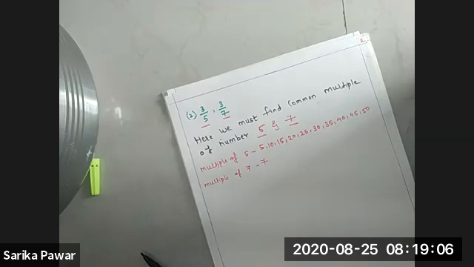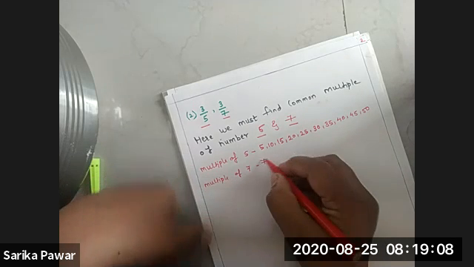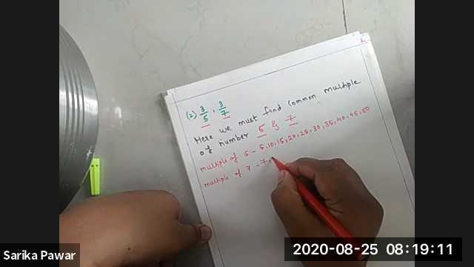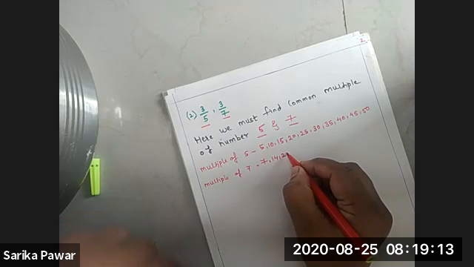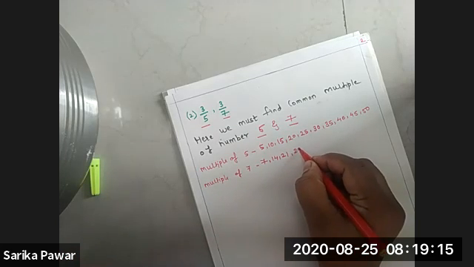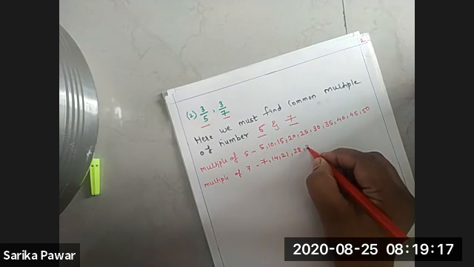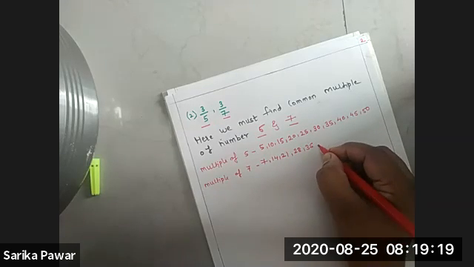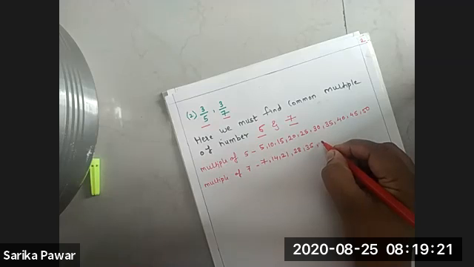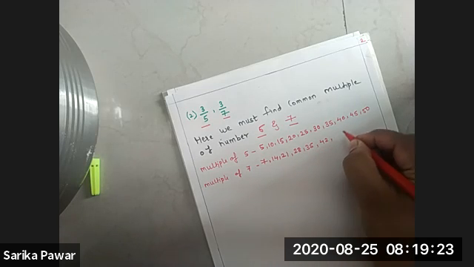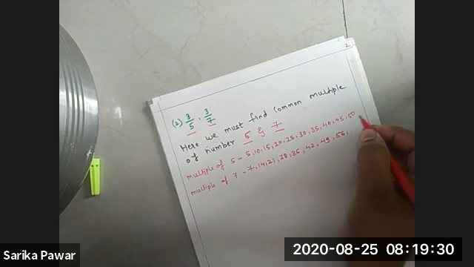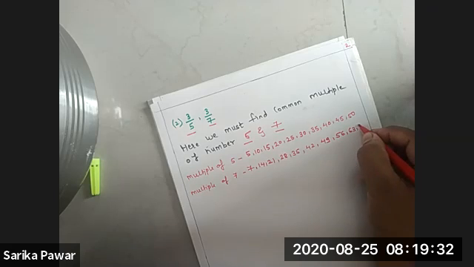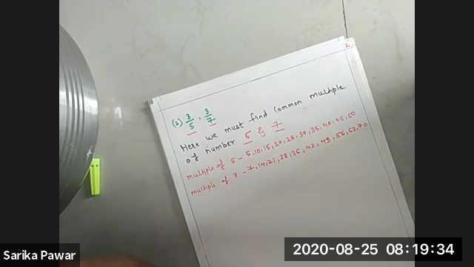Say the table of 7. 7 1s are 7, 7 2s are 14, 7 3s are 21, 7 4s are 28, 7 5s are 35, 7 6s are 42, 7 7s are 49, 7 8s are 56, 7 9s are 63, 7 10s are 70.